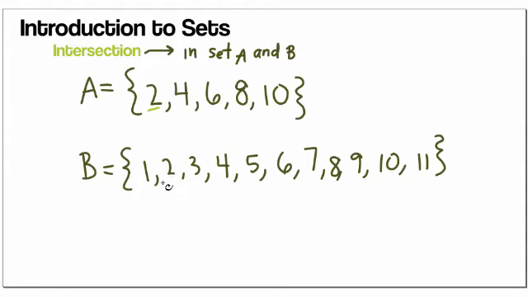So let's look through our sets and find the numbers that are in both sets. 2 is in both sets. 4 is in both sets. 6 is in both sets. 8 is in both sets. And 10 is in both sets. That means A intersect, this little upside down U, B, is equal to the set of 2, 4, 6, 8, and 10.